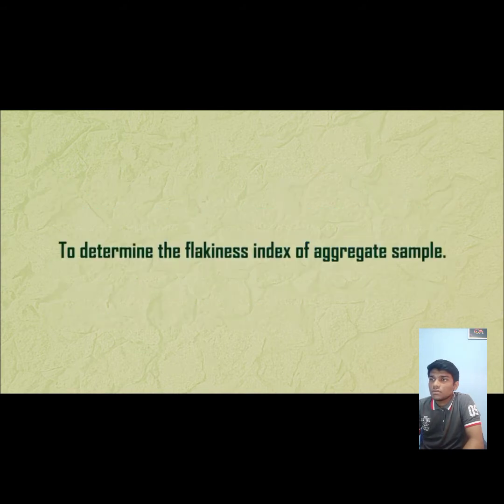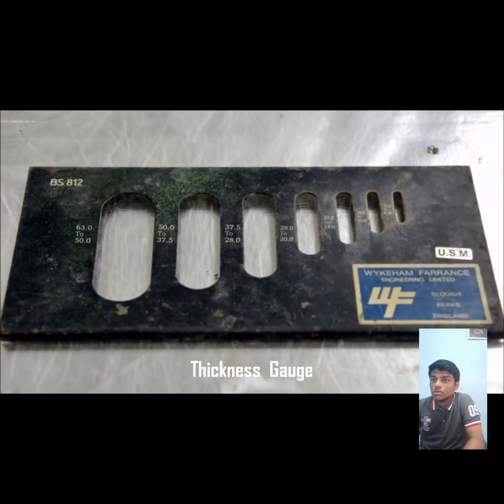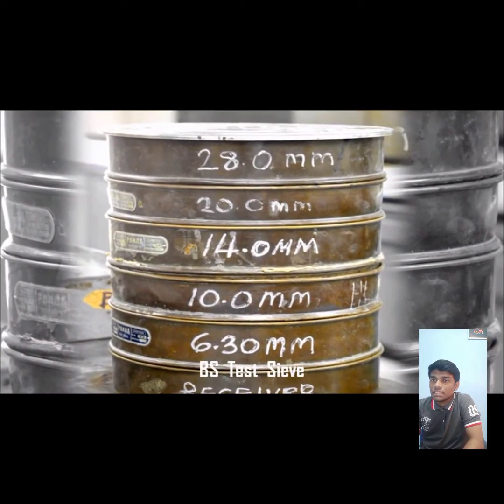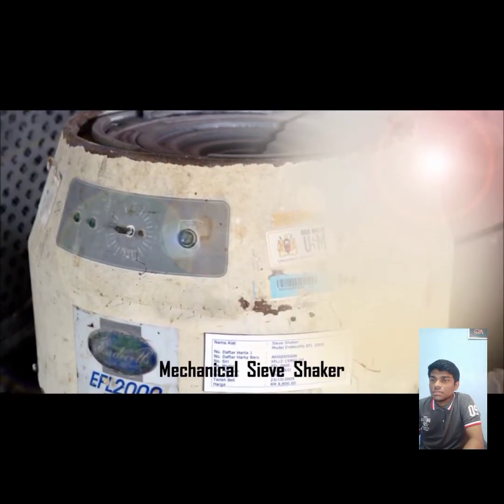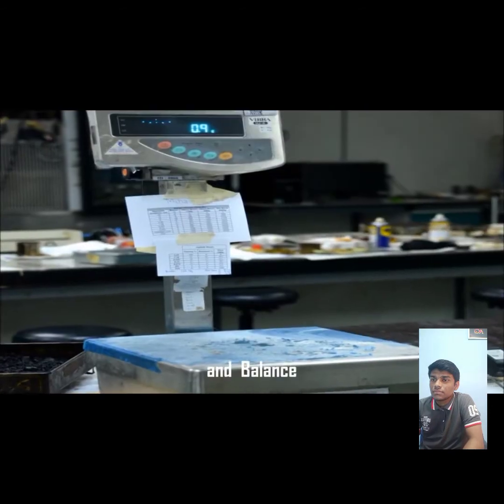Objective: to determine the flakiness index of an aggregate sample. The flakiness index test requires the following apparatus: thickness gauge, BS test sieve, machine shaker, tray, balance.